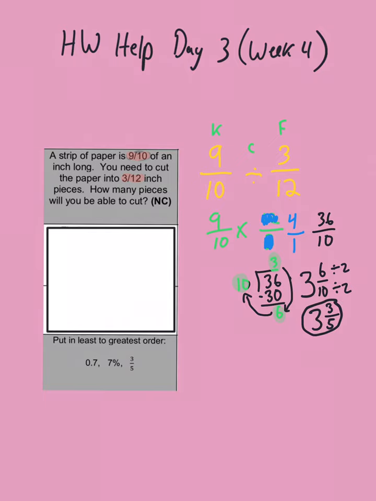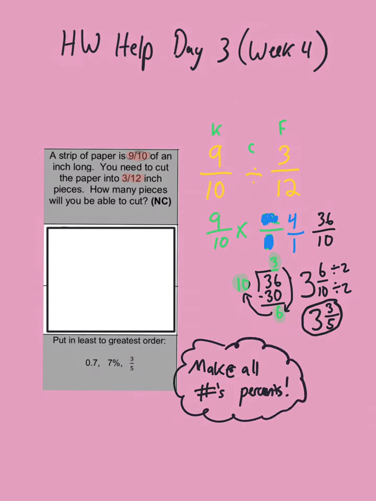Now we're on to the second one, putting those three numbers in least to greatest order. Now, because one's a decimal, one's a percent, and one's a fraction, what I'm going to do, and I found this is what works best for me, is make all the numbers percents. The reason I do this is because percents are easy to read and understand.